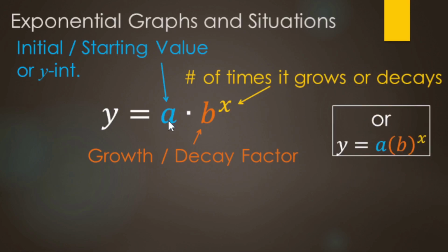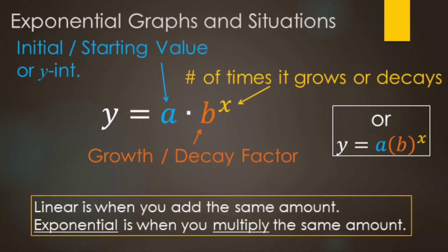Now notice that your a value there, that's your initial or starting amount. It could also be a y-intercept. And then the b, that's your growth or decay factor. That's the amount that you're multiplying by. Compared to a linear. A linear is where you're adding the same amount each time. Exponential is where you're multiplying the same amount each time.